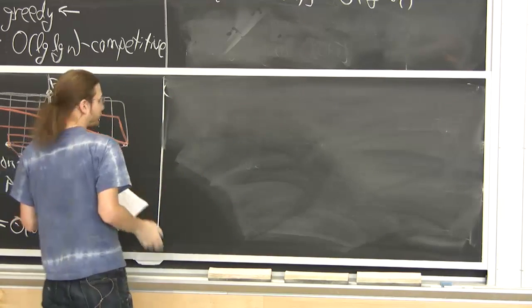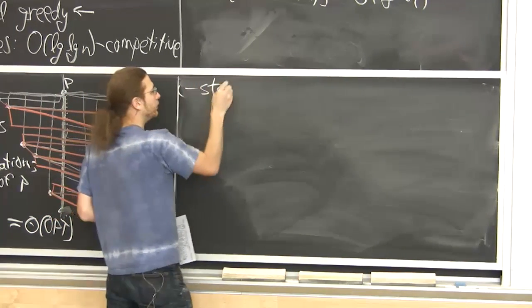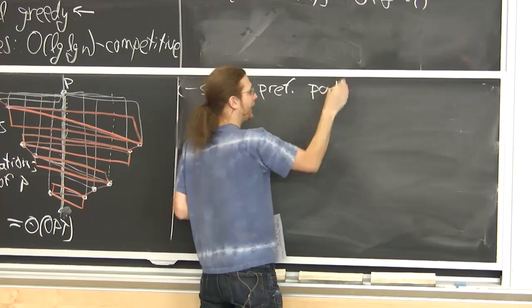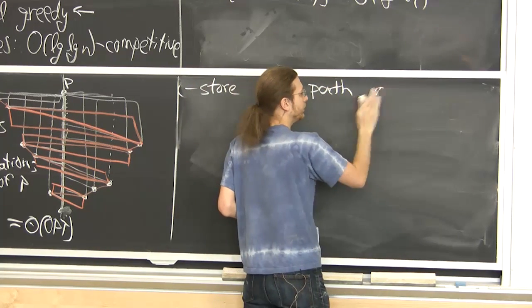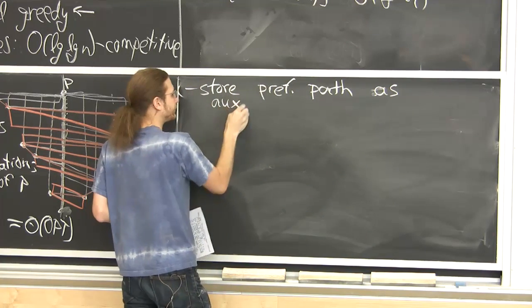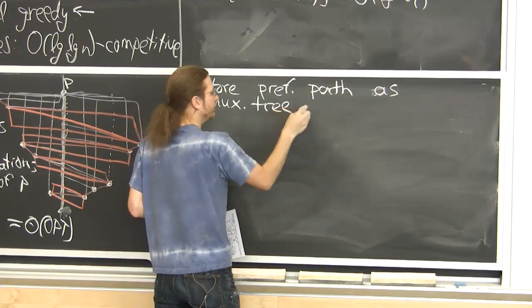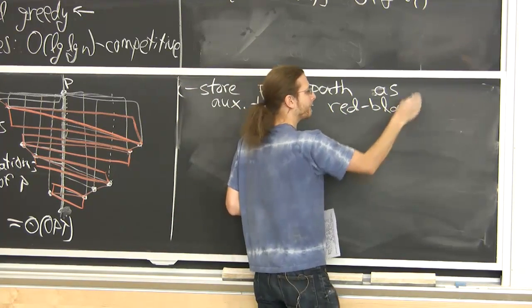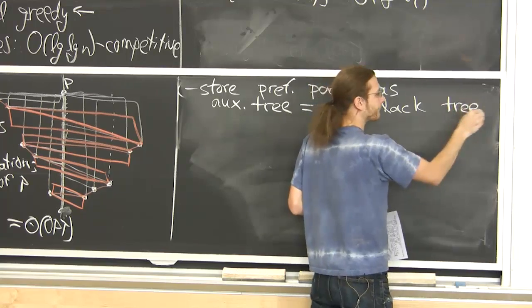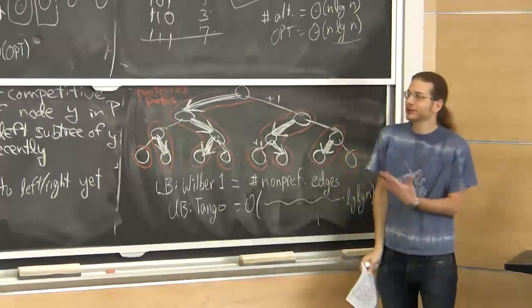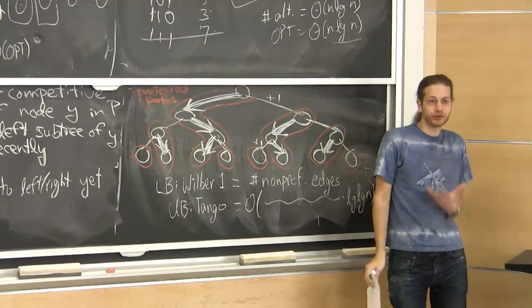So we're going to store each preferred path as an auxiliary tree, which is just, I don't know, a red-black tree, let's say. What is the red-black tree sorted by? I don't have a choice. Whatever I do has to be a binary search tree among the original keys.